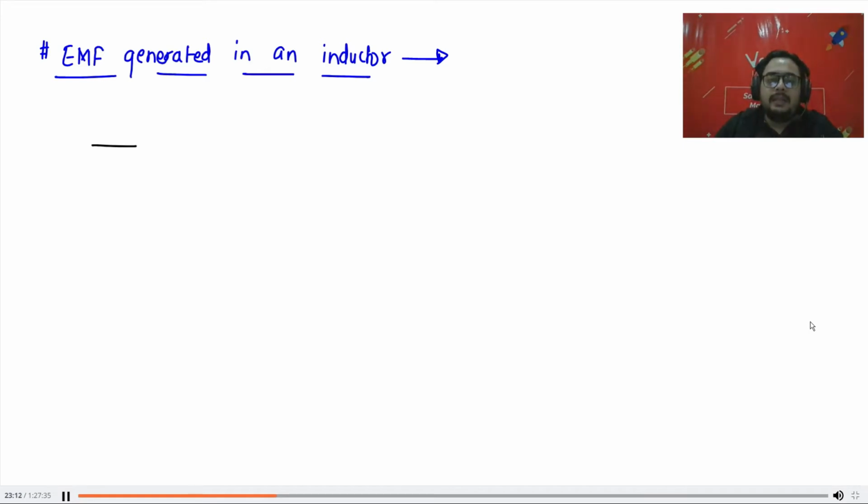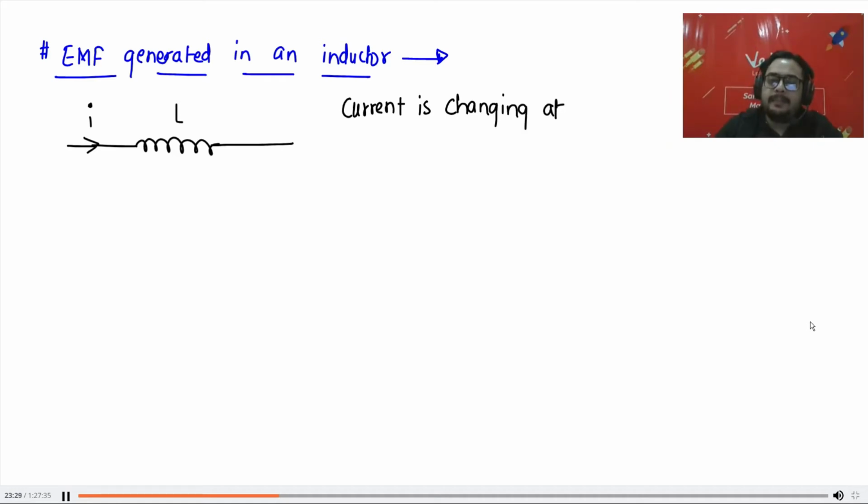So as I was saying, how much EMF will be generated in the inductor? Let us say you have an inductor. I am using the symbol L and some current I is flowing through it. Current is changing, obviously, at the rate di by dt, with respect to time. So as we know, what is phi?